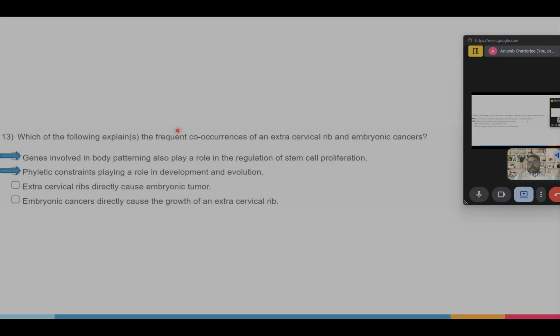So the correct options are: genes involved in body patterning also play a role in regulation of stem cell proliferation, and phyletic constraints playing a role in development and evolution.